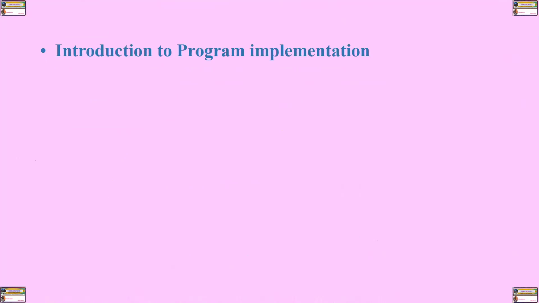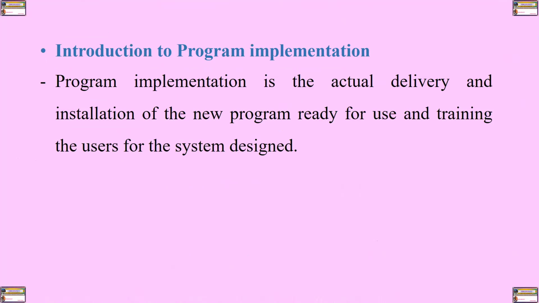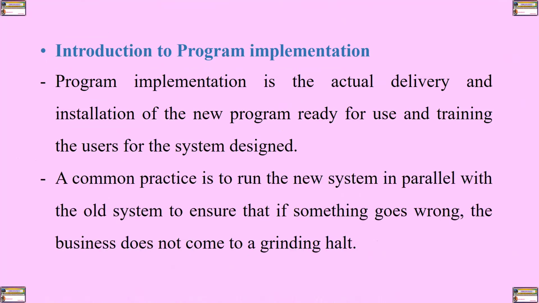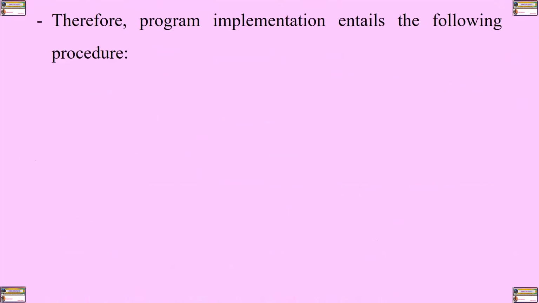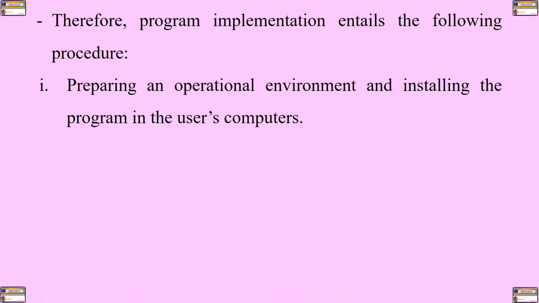Let's begin by looking at the introduction to program implementation. Program implementation is the actual delivery and installation of new program ready for use and training the users for the new system design. A common practice is to run the new system in parallel with the old system to ensure that if something goes wrong, the business does not come to a grinding halt. Therefore, program implementation entails the following procedure.